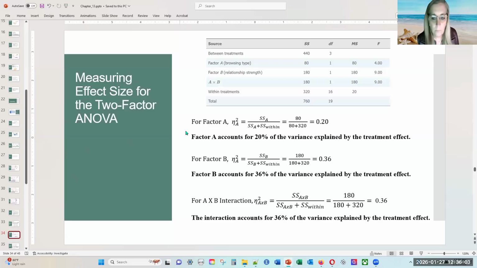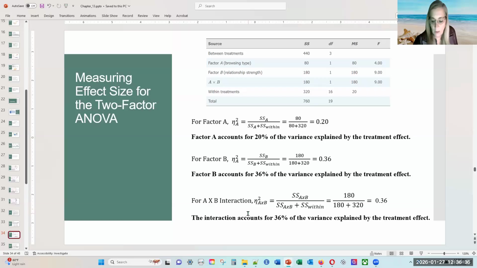All right. Here is an example of measuring effect size for the two-factor ANOVA. Here's factor A, and you can see it takes the mean squares divided by the mean squares plus the within, and then we end up for factor A to be 0.2. Factor B was 0.36. The interaction is 0.36.